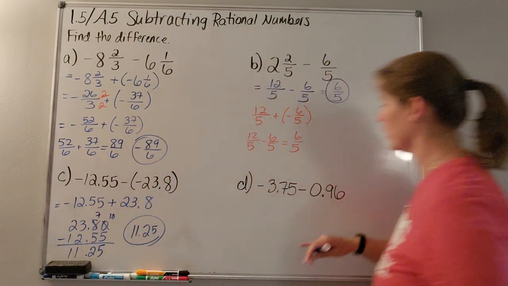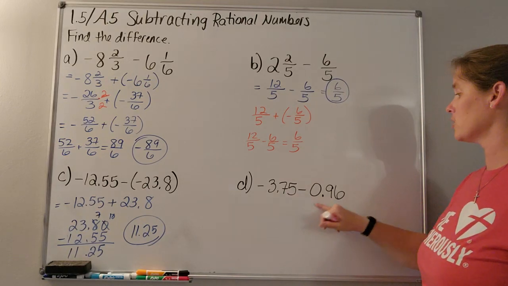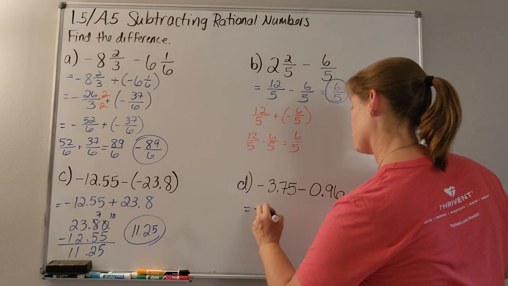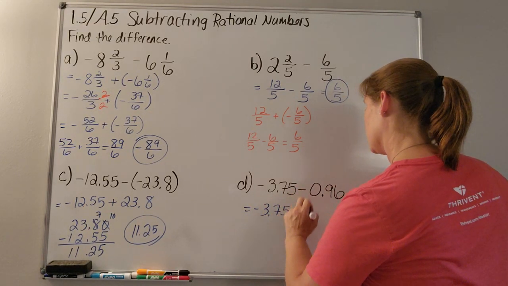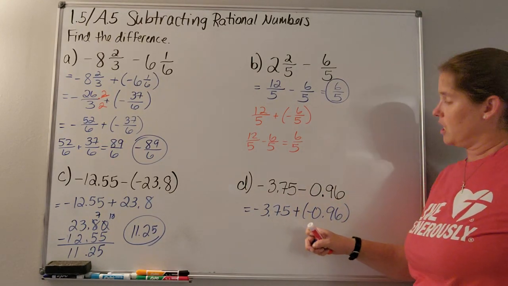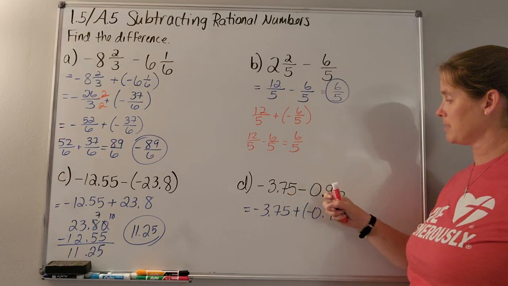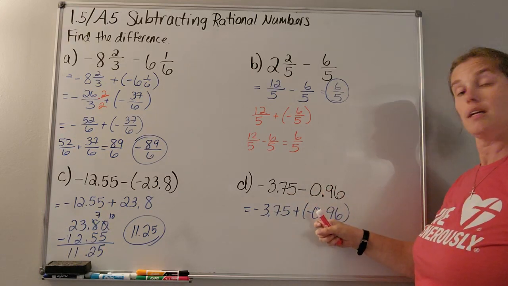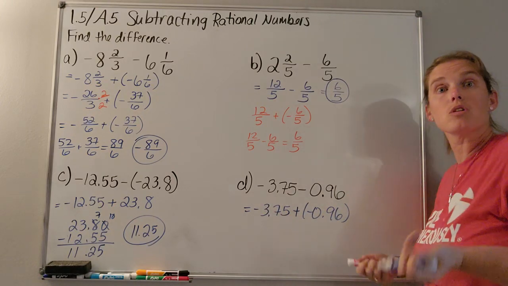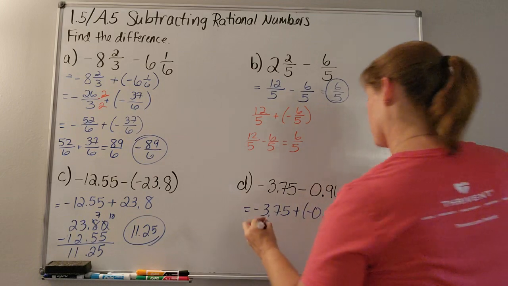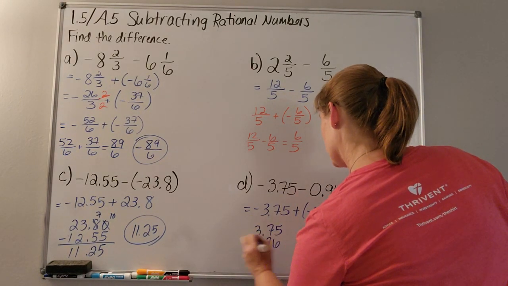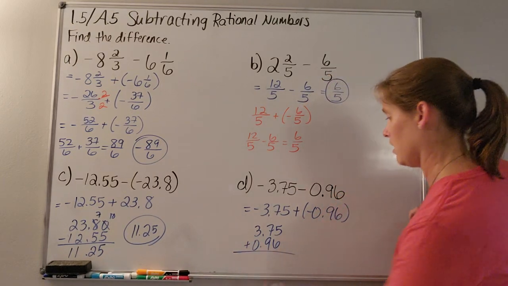Okay. Over here we have negative 3.75 minus 0.96. Rewrite as an addition problem. You got it. Negative 3.75 plus negative 0.96. Keep the first term, change subtraction to addition, so we're adding the opposite. Opposite of positive 0.96, negative 0.96. We're adding numbers with the same sign. Woohoo! That means we just add their absolute values and keep the same sign on the answer. But let's stack everything up so all of our decimal points line up and all of our places do.